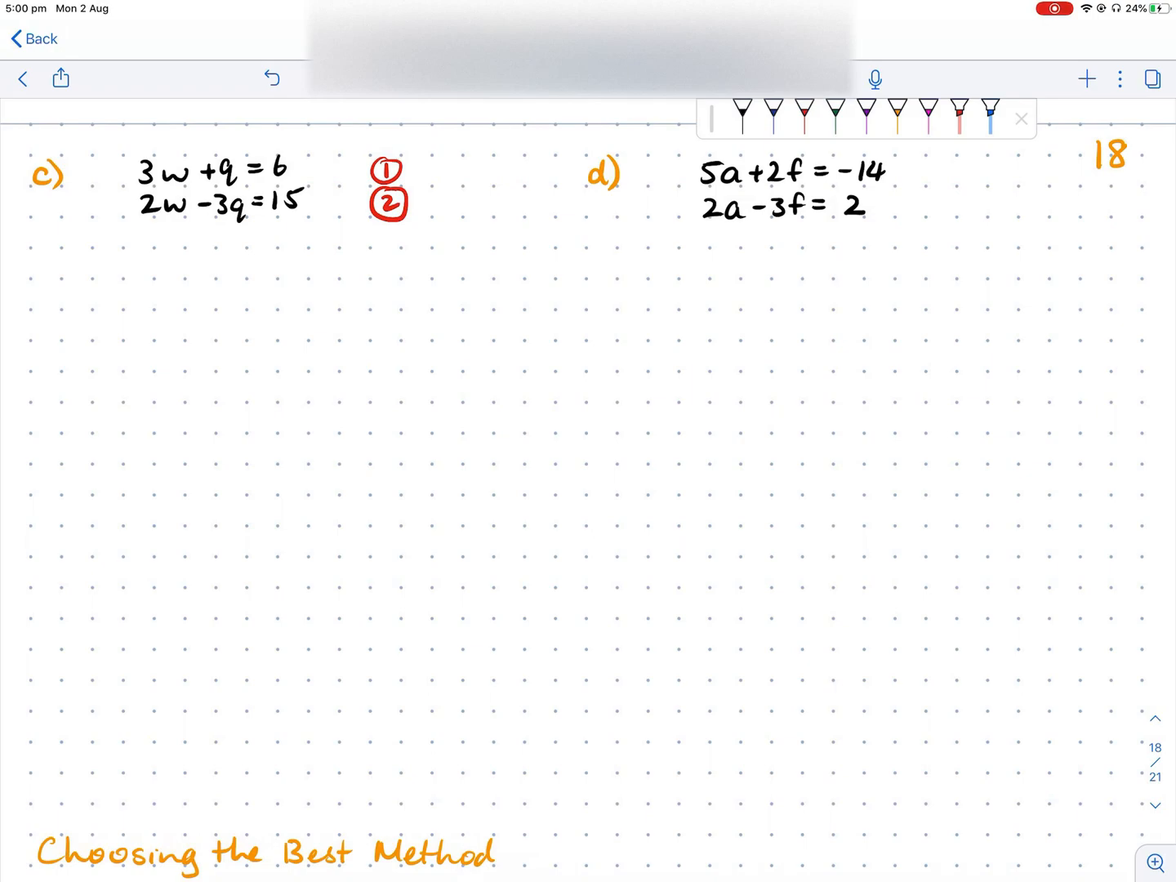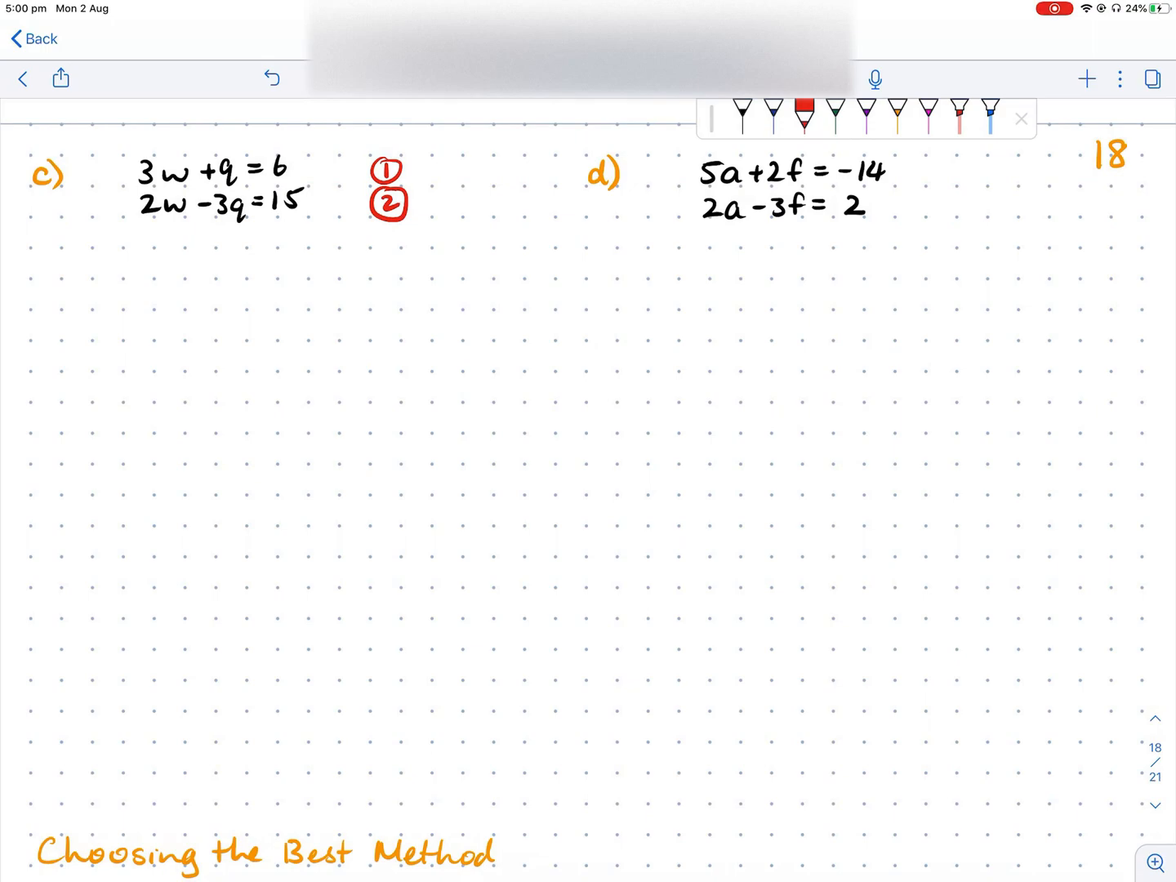When we're looking at these questions, we need to work out, do I want to eliminate w's or do I want to eliminate q's? Ultimately, it doesn't matter which one you choose, but I'm going to choose the q's. The reason is that the top q has a coefficient of 1, so I can easily change that into a 3. In other words, I only need to manipulate the first equation and then I can eliminate them. If I wanted to eliminate the w's, I'd need to change the 3w and the 2w in order to get them to eliminate.